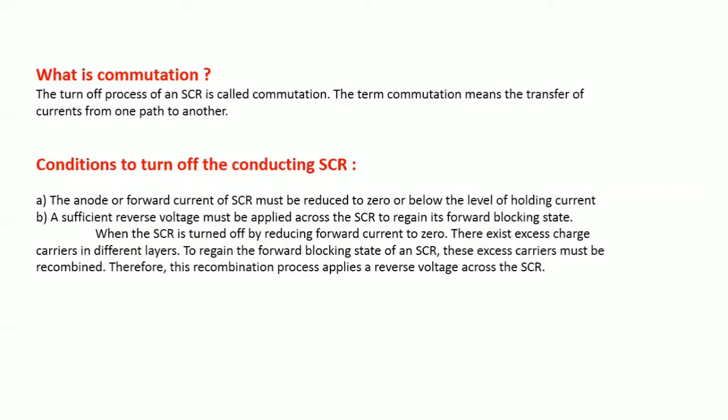When the SCR is turned off by reducing the forward current to zero, there exist excess charge carriers in different layers. To regain the forward blocking state of an SCR, these excess carriers must be recombined, and therefore this recombination of excess carriers requires the application of reverse voltage across the SCR to make the device off.